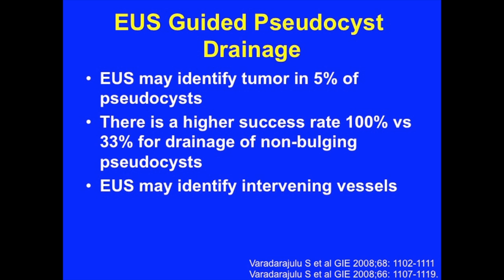You've heard a lot about pseudocyst drainage. I'm not going to go back through all of that or the main pancreatic duct changes, but there is something that we need to remember, that EUS may identify tumors in 5% of the cases.